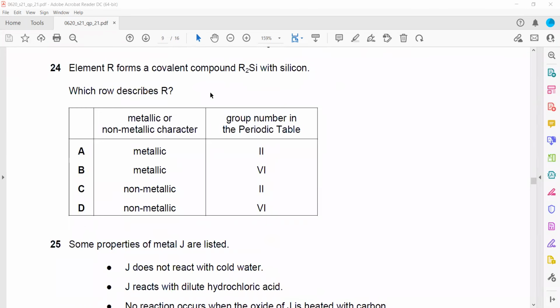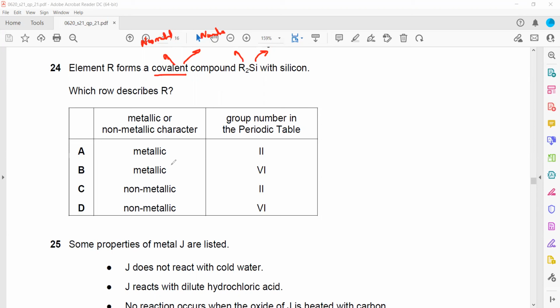Question 24, element R forms a covalent compound with silicon, as you can see. So a covalent compound, what does it mean? Silicon is a group 4 element, so it is a non-metal. Covalent compounds are formed when two non-metals combine with each other. So silicon is a non-metal, and R should also be a non-metal. How do we identify that R should be a non-metal? Because they mention it is forming a covalent compound. So a covalent compound is always between two non-metals.